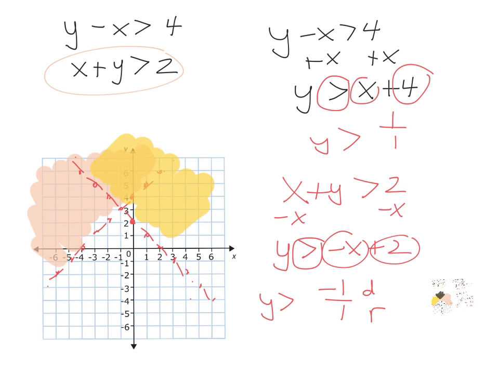My answer is going to be where the two shadings overlap, and they overlap in this region. So that's my answer. So this should be all you need. If you can do that problem on your own, you'll be able to do the problems.